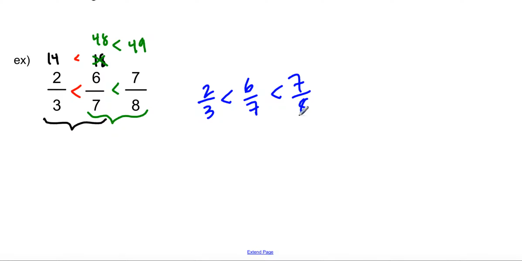So we always want to write our fractions in simplest form. And when we're comparing fractions, we simply want to cross multiply and make a comparison of the cross products.